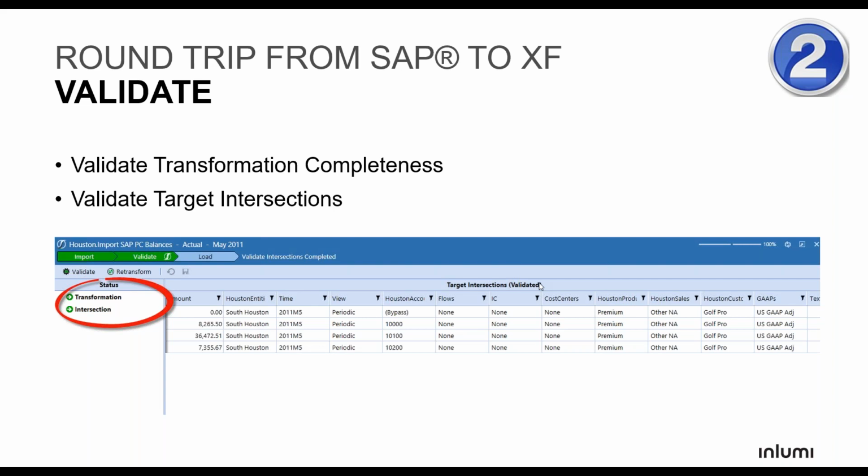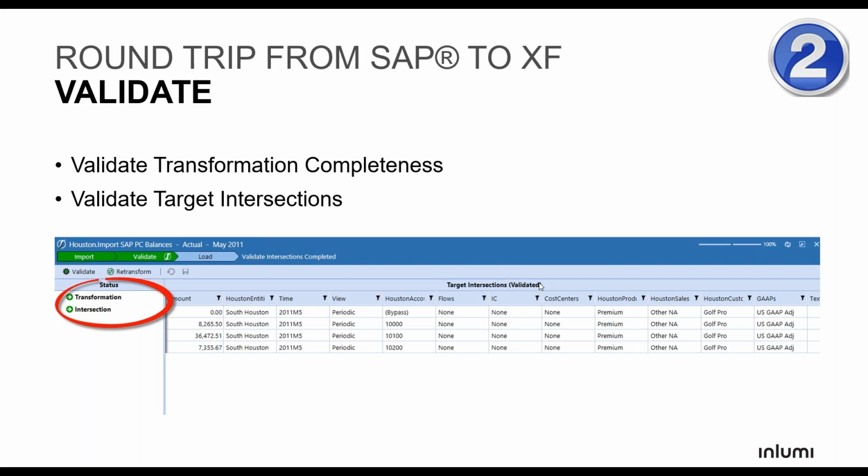And then after this validation happens, we have the intersection validations. Why? Because we need to make sure that our target data is valid. So the combinations we have, for example, for different user-defined dimensions, accounts, intercompany, or entity, are valid.